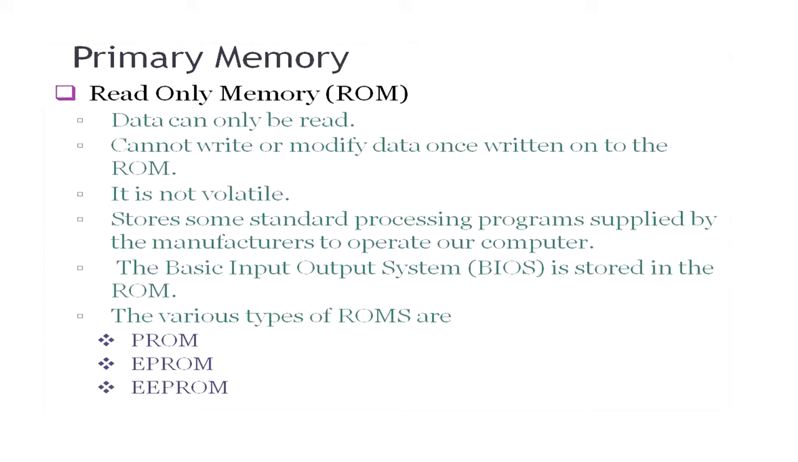And the last type of ROM is electrically erasable programmable ROM. That means the data that is stored on these ROM can be erased using electrical signals and then reprogrammed again. So these are the basic types of ROMs. According to the requirement, we use a particular type of ROM that is there in your computer.